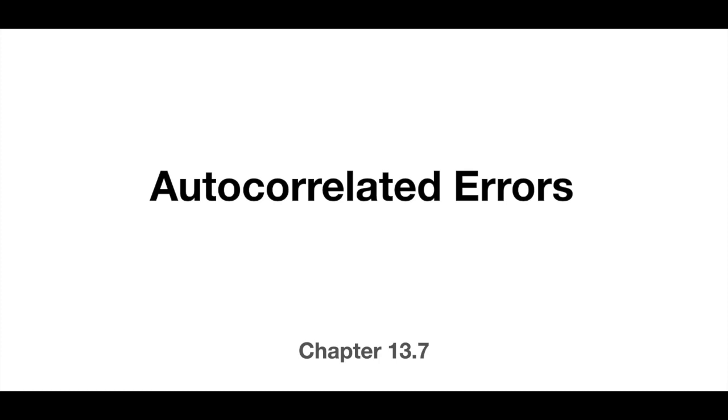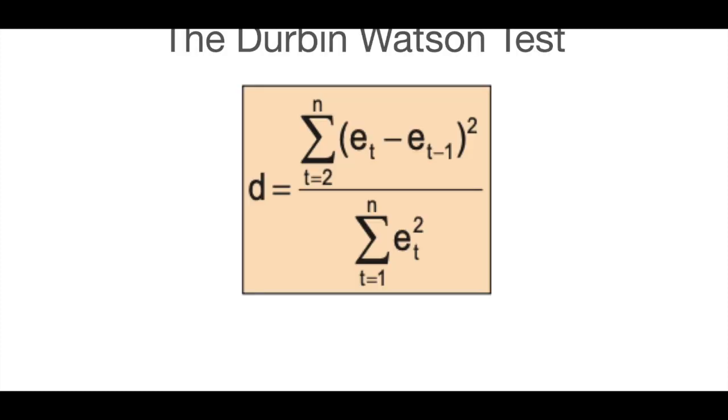So let's go over how you test for this. We have our Durbin-Watson test, which is the residual in period t minus the residual in period t minus 1, squared, summed all the way through, over the summation of e squared, the residual squared. It seems a little complicated, but I'll show you how to do that in Excel in just a moment.